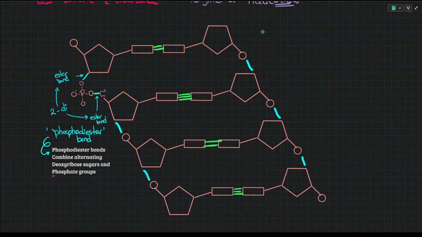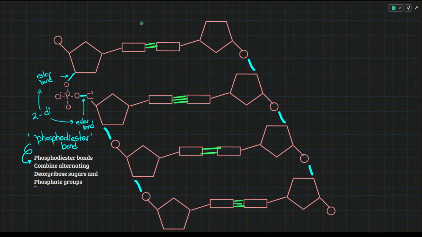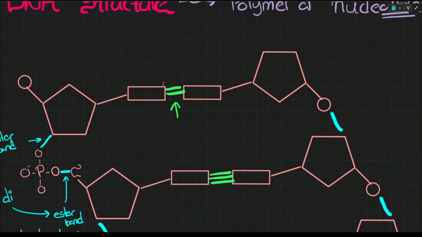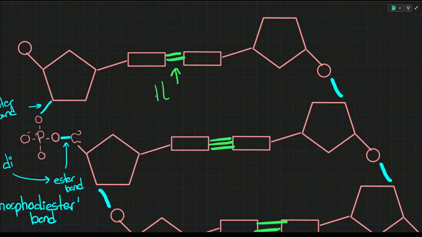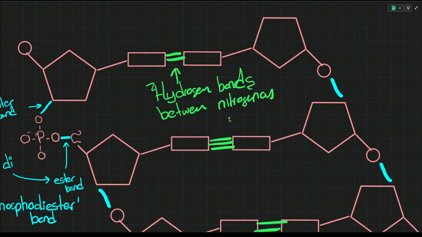And then there's a second type of bonding in DNA, the green ones. These are actually a very simple, very weak type of bond known as an H bond. H stands for hydrogen. This is actually a hydrogen bond, and you have hydrogen bonds between nitrogenous bases. Hydrogen bond between nitrogenous bases.